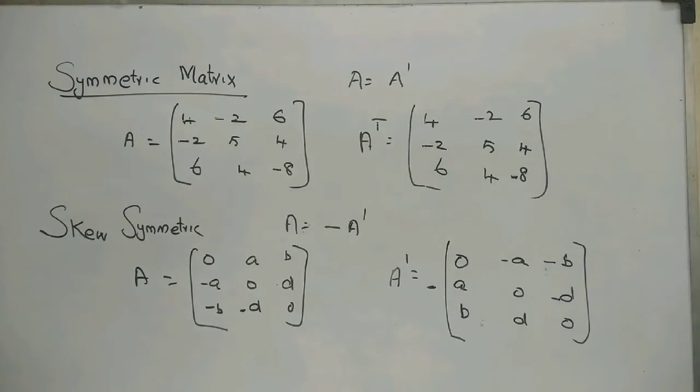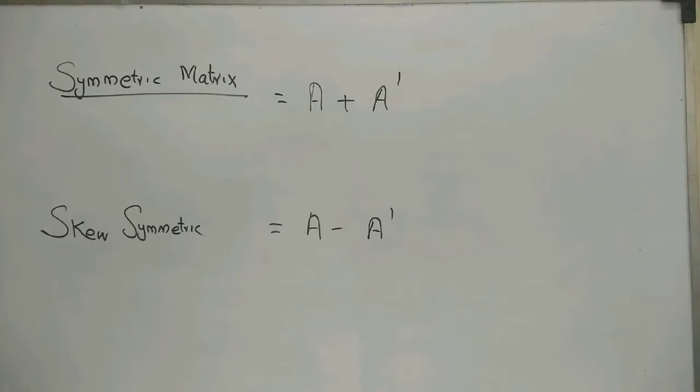So if A matrix is equal to minus of A transpose, then that matrix we call skew symmetric. In this skew symmetric matrix, you will find that the diagonal elements are 0. So it will be easier to write this skew symmetric matrix. So with the help of a matrix, can we find out symmetric as well as skew symmetric? Yes, we can. There is a formula.